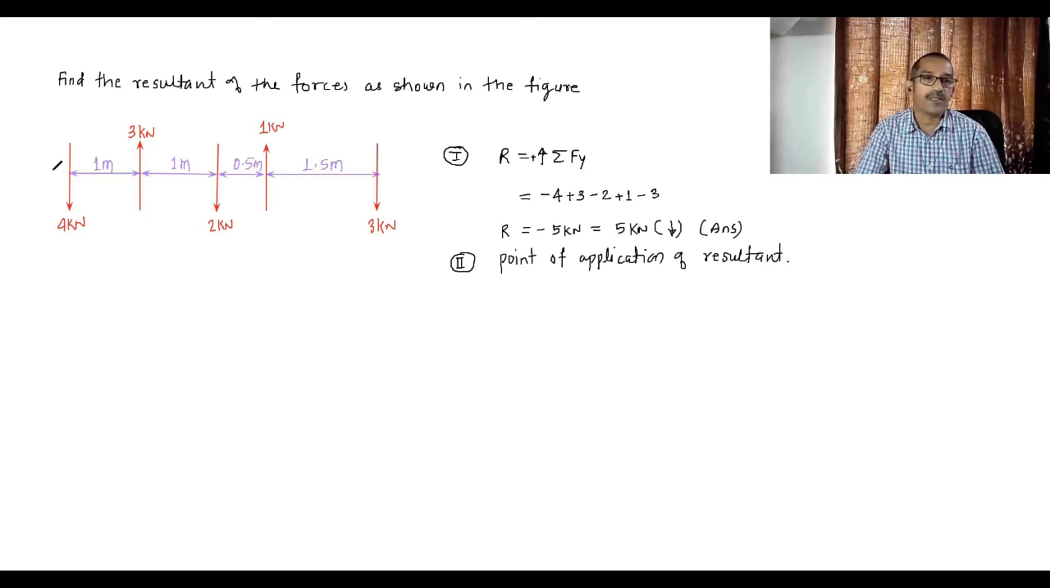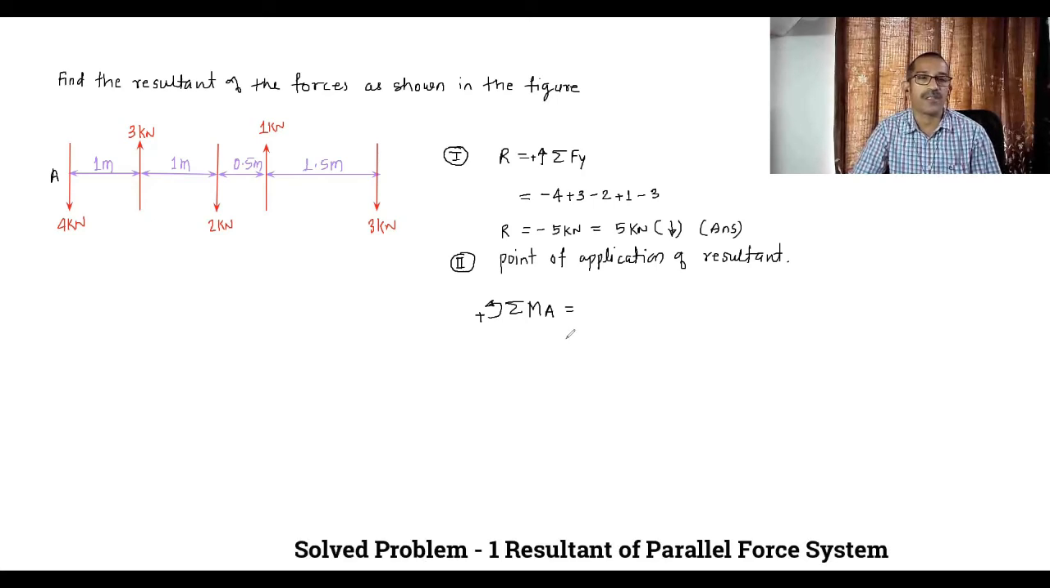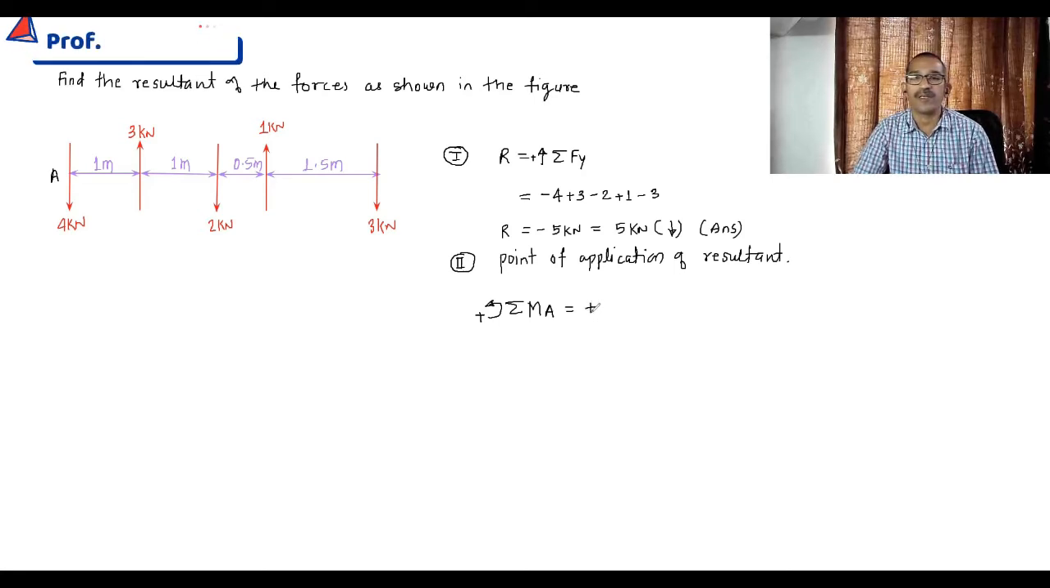To apply Varignon's theorem of moment, I will name this point A. First we will find the summation of moments of all these forces about point A. Summation of moments about point A equals, our sign convention is anti-clockwise moments as positive. About point A, the moment of 4 kilonewton is 0, because the distance is 0, or the force is passing through the moment center A, therefore the moment of such a force is 0.